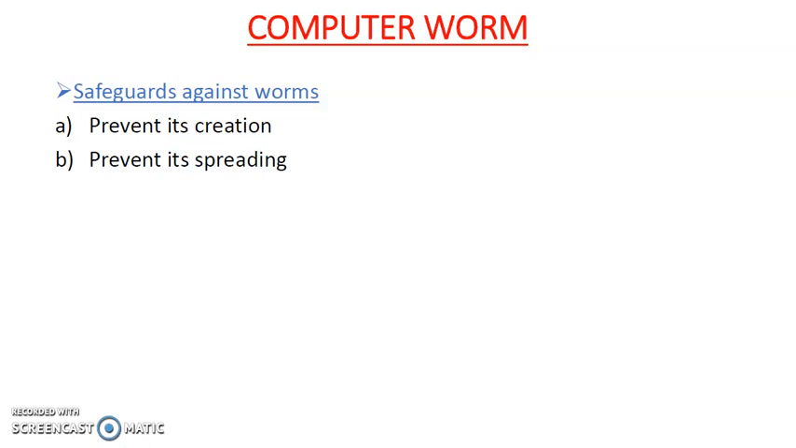This is achieved by strong security and protection policies. And the second is to prevent its spreading. Before transferring any file on a network, the user should be forced to sanction the transfer. This will help prevent the spreading of the worm in your system. Okay, these both are the safeguards used against worms spreading over the system.